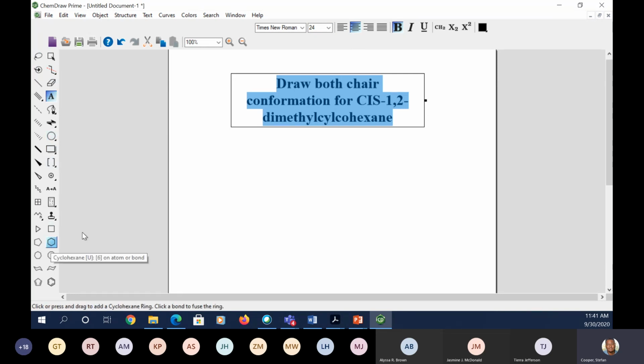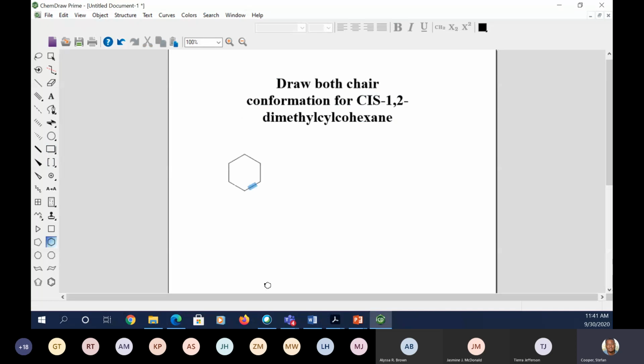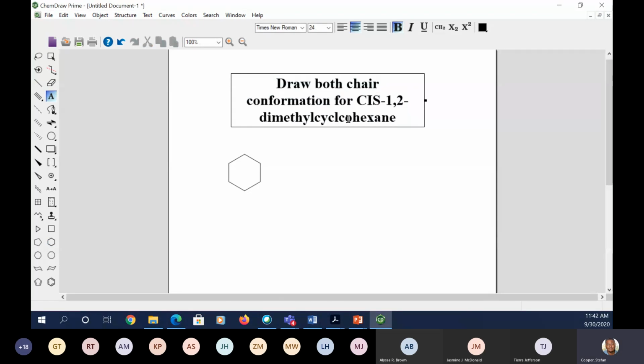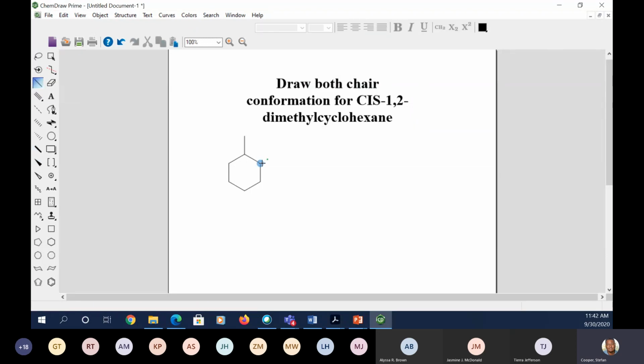So I know that cyclohexane is a what? 6-member ring, right? And on positions 1 and 2, I should have a what there? Dimethyl. Yeah, I should have methyls there. Okay. So my 2 methyl groups have to have a relationship to each other. I'm going to go ahead and draw my methyl groups in first. Is everybody okay with me saying Me, right?